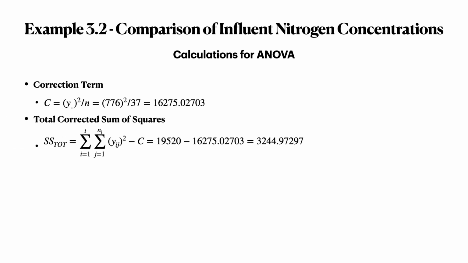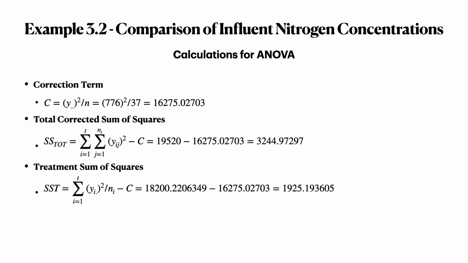The total corrected sum of squares is obtained by calculating the total uncorrected sum of squares and then subtracting from that the correction factor. From the summaries in the data table, we saw that the total uncorrected sum of squares was 19,520. We subtract from that the correction term, and so we get the total corrected sum of squares equal to 3,244.97297.